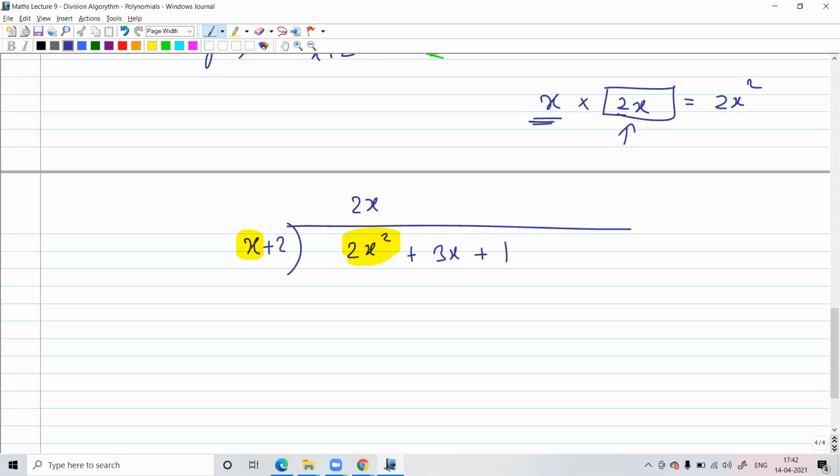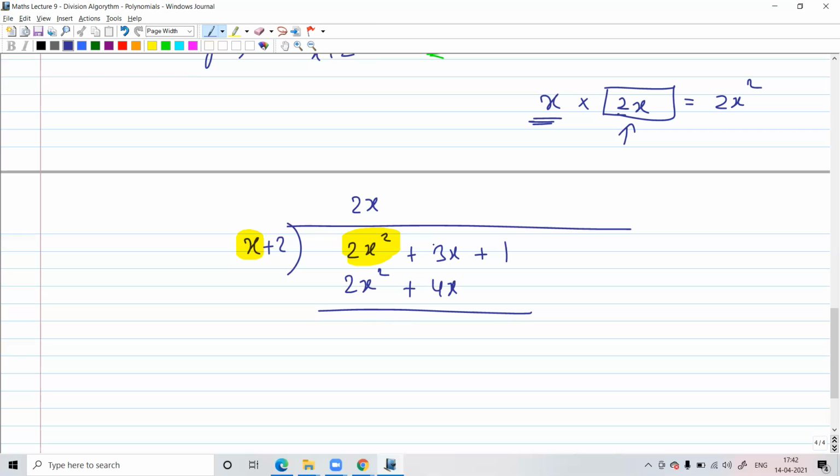Now, once you have got this 2x, multiply this 2x to both the numbers, to x also and to this 2 also, and write that down over here. So 2x into x will of course become 2x squared. That is why we designed it like that, to be equal. And then 2x into 2 will become 4x. Okay. So this 4x should be written below the like term. So 3x is the like term. So 4x should be written below that.